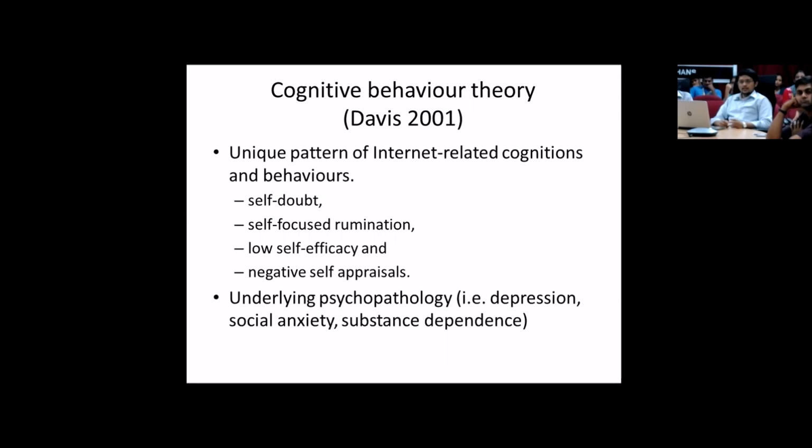Davis in 2001 conceptualized use from the cognitive behavioral perspective. There are unique internet-related cognitions and behavior, majorly revolving around self-doubt, self-focused rumination, low self-efficacy, and negative self-appraisal. All this could be understood by underlying psychopathology of depression, social anxiety, and other substance use.